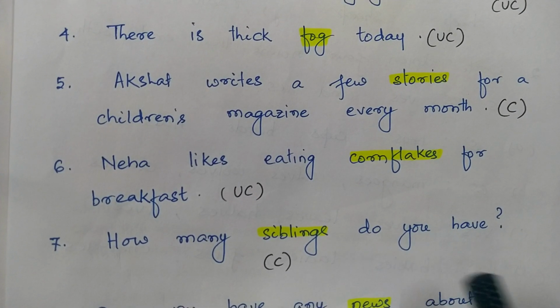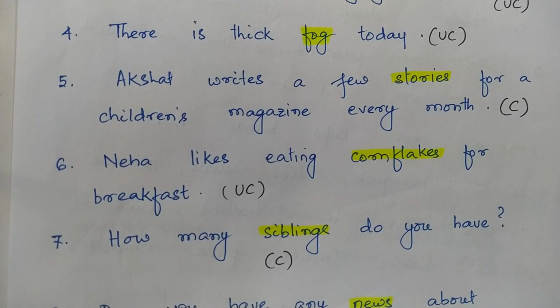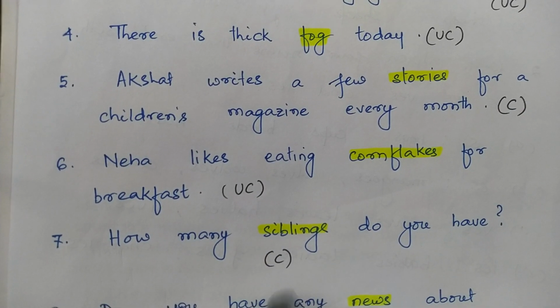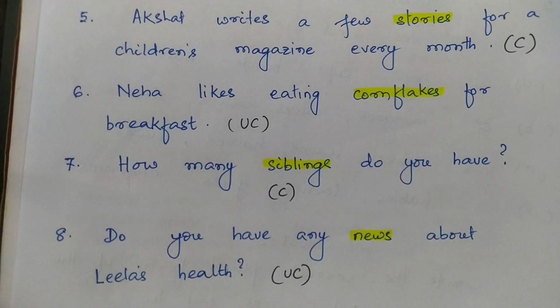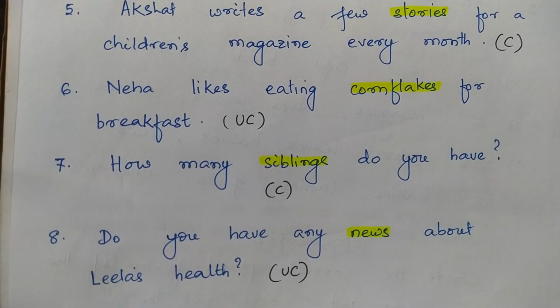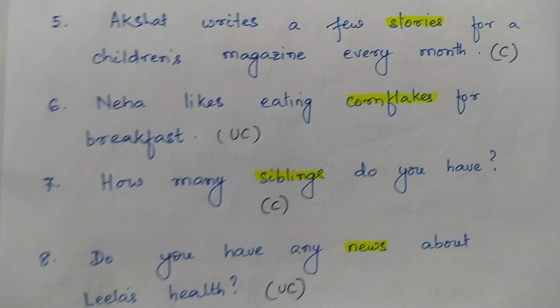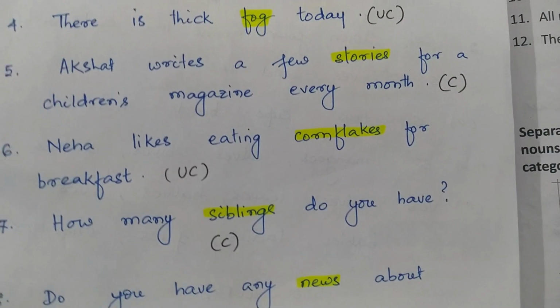Number 7. How many siblings do you have? What is the meaning of siblings, students? Siblings means brother or sister. So, you can count how many brothers and sisters you have. So, siblings is countable. Number 8. Do you have any news about Leela's health? News over here is uncountable because we cannot count the news. Number 9.